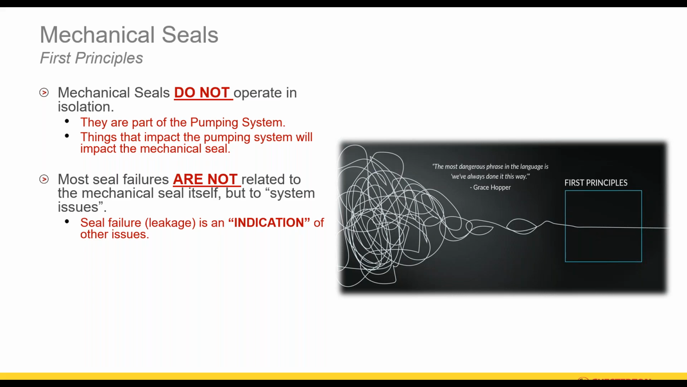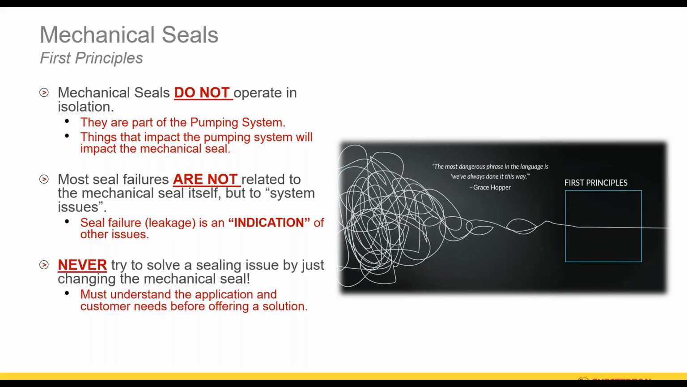And seal failure really is an indication of a bigger problem. And we're going to talk more about failure very briefly at the end of this. But when we say failure, the fundamental failure mechanism of a mechanical seal is it leaks. And we'll talk more about that in a moment. And third, and this is very important for all of us to remember, is never to try to solve a sealing issue by just changing the mechanical seal.